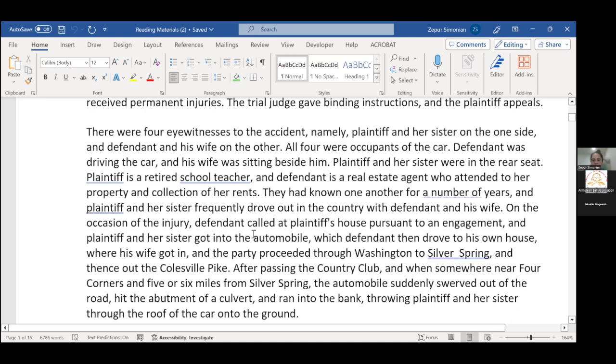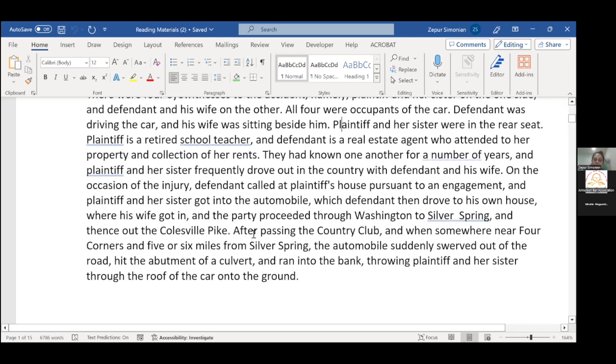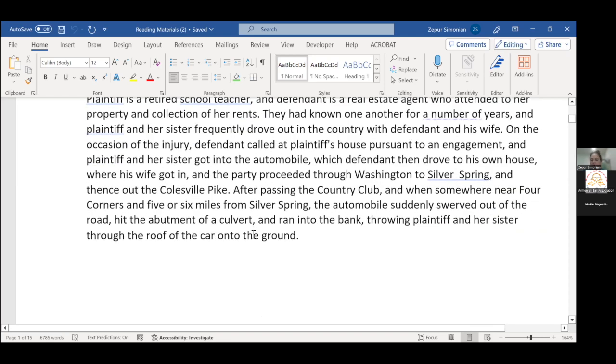They had known one another for a number of years, and plaintiff and her sister frequently drove out in the country with the defendant and his wife. On the occasion of the injury, defendant called at plaintiff's house pursuant to an engagement, and plaintiff and her sister got in the car, which defendant then drove to his own house, where his wife got in, and the party proceeded through Washington to Silver Spring, and thence out to Colesville Pike. After passing the country club and when somewhere near 4 corners and 5 or 6 miles from Silver Spring, the car suddenly swerved out of the road, hit the abutment of a culvert, and ran into the bank, throwing plaintiff and her sister through the roof of the car onto the ground.